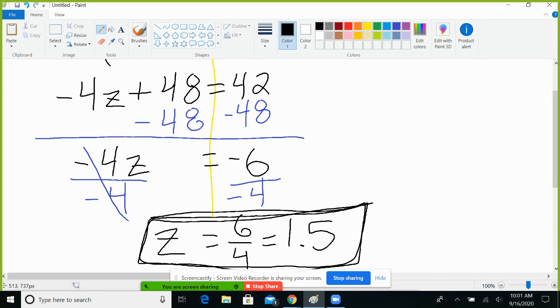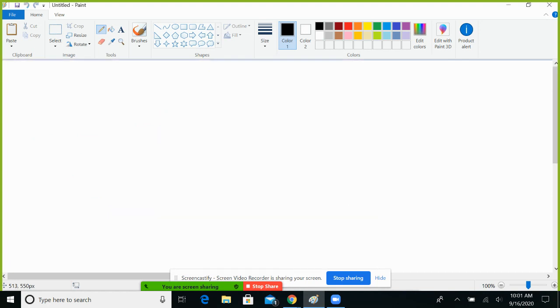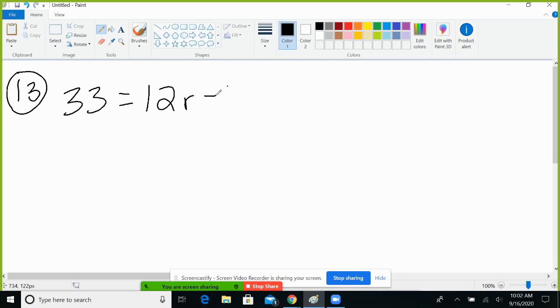All right, you got all that work written down? You're good? Excellent. Okay, number 13. $33 equals 12R minus 3 times 9 minus R.